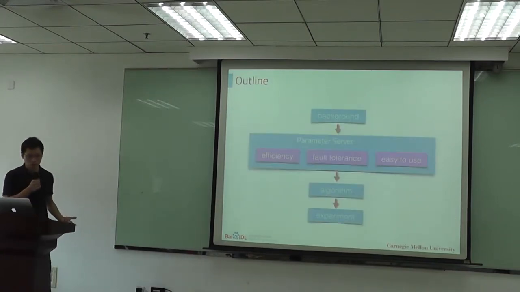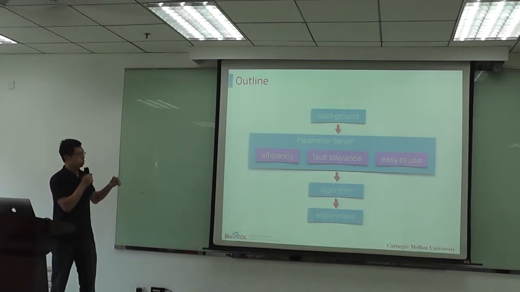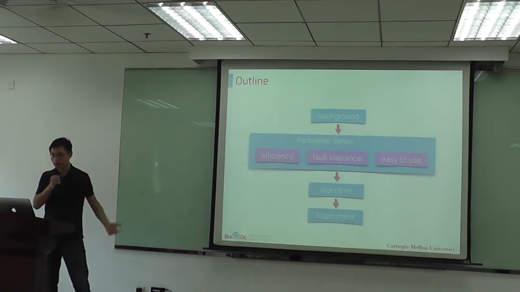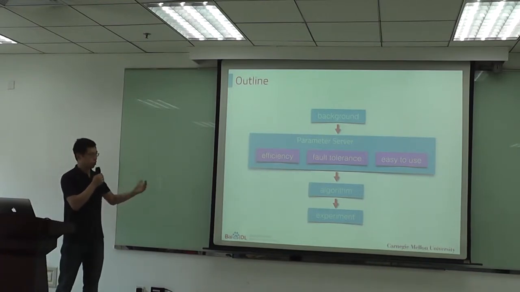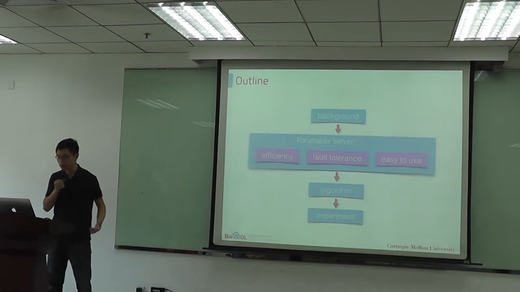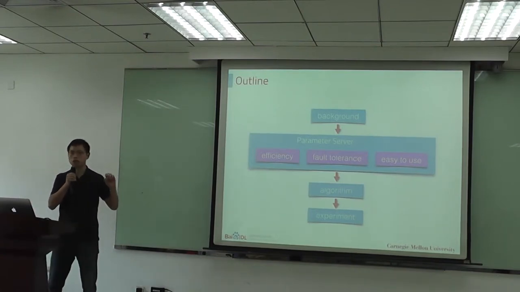Here is the structure of today's talk. We first introduce some background. We want to discuss the details of the system: how we make things efficient, how we make it fault tolerant, how we make it easy for the user to program, and we show some algorithms that fit this system, and we show some experiments. From my point of view, large scale machine learning is a co-design of system and algorithms.